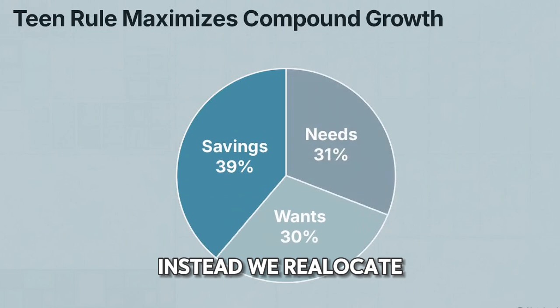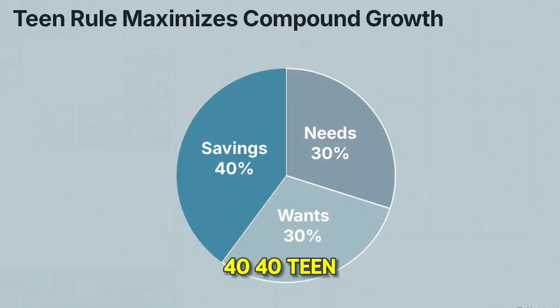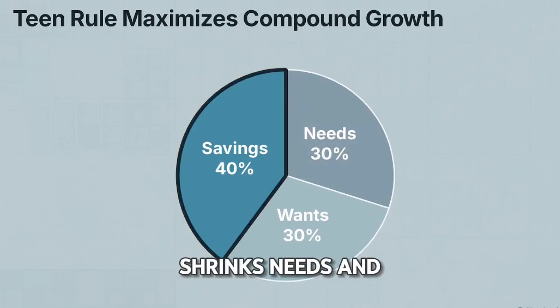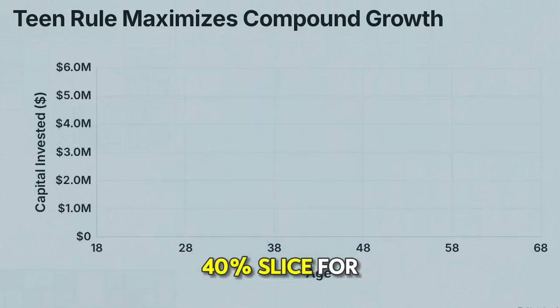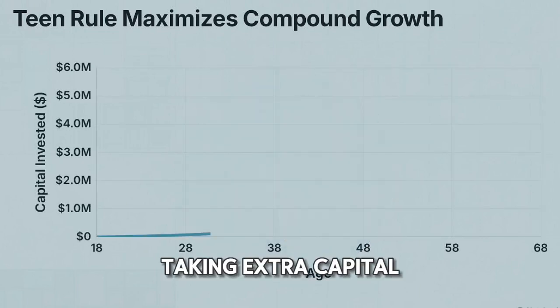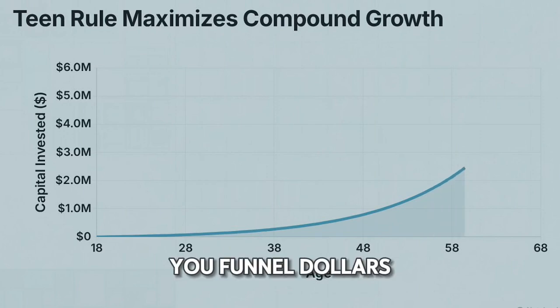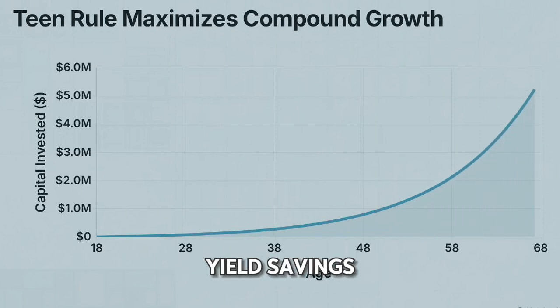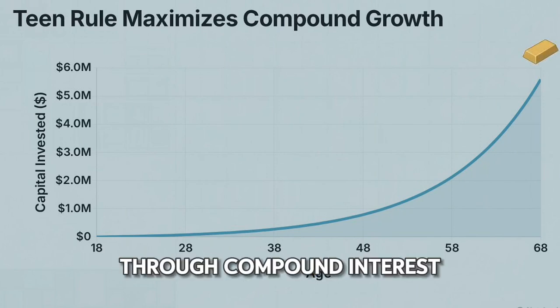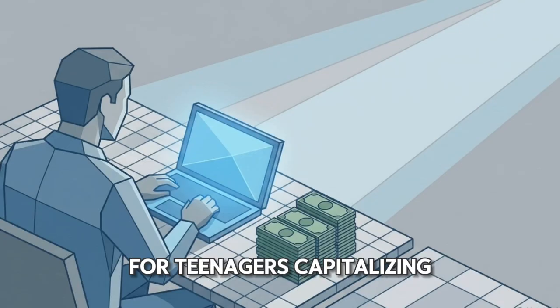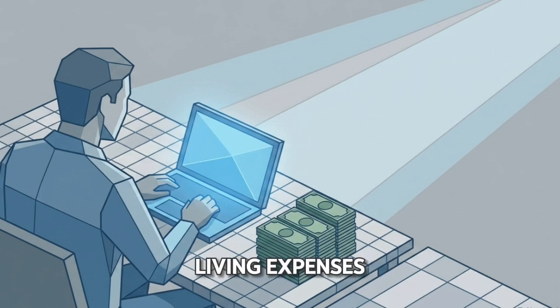Instead, we reallocate. The 30-40-40 teen rule shrinks needs and wants to 30% each, leaving a dominant 40% slice for savings. Taking extra capital from the shrunken needs category, you funnel dollars directly into high-yield savings. Pushing 40% into investments at 18 gives your money decades to multiply through compound interest. For teenagers, capitalizing on artificially low living expenses creates a compounding window that most people don't find until decades later.